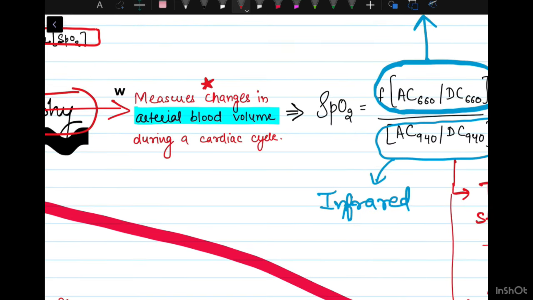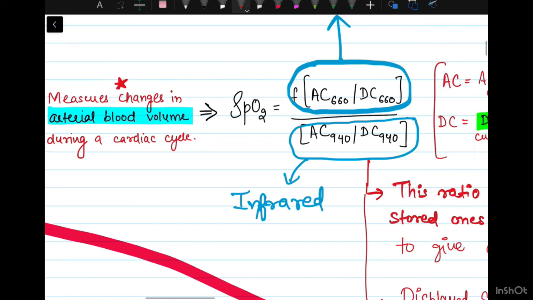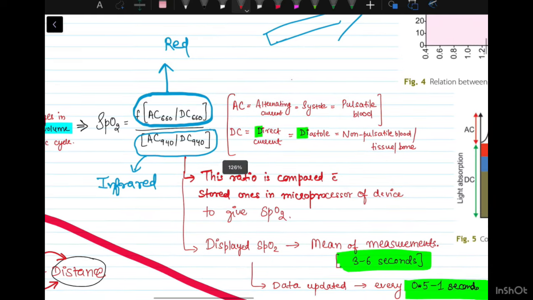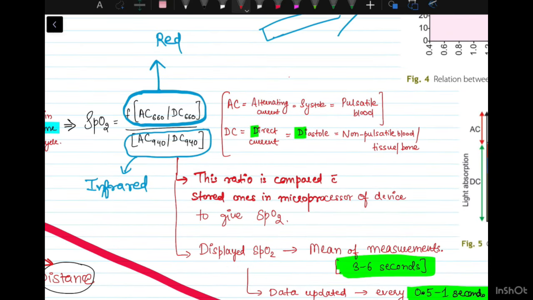Now, what does that say? It measures the changes in arterial blood volume during a cardiac cycle. Let me simplify it with this formula. You can see this equation that SpO2 is calculated by the machine by dividing the red and the infrared light components. The components of each will be AC by DC divided by again AC by DC.